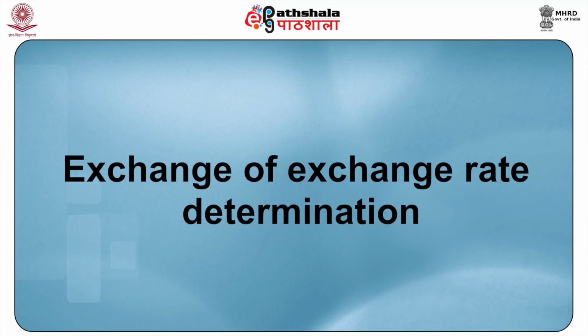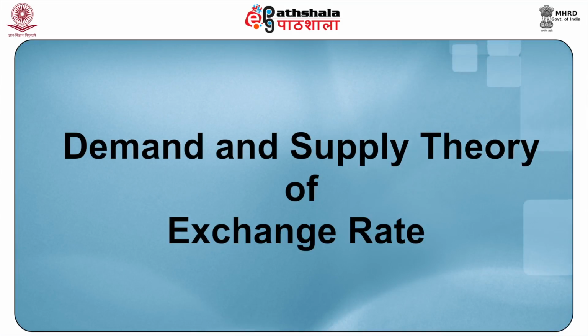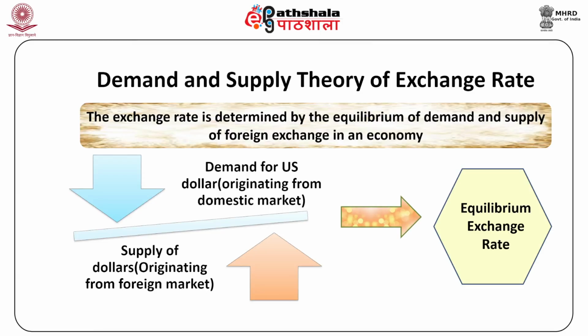Understand the short-run theories of exchange rate determination. Under this, the first theory is the demand and supply theory of exchange rate. This theory asserts that the exchange rate is determined by the equilibrium of demand and supply of foreign exchange in an economy. For example, the equilibrium exchange rate between Indian rupees and US dollars is determined by the demand for US dollar and supply of US dollars.